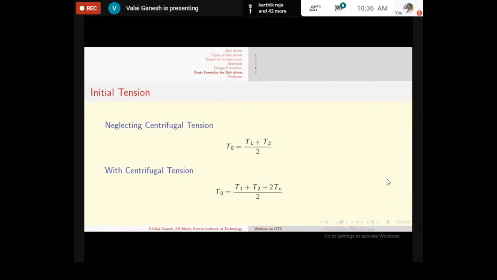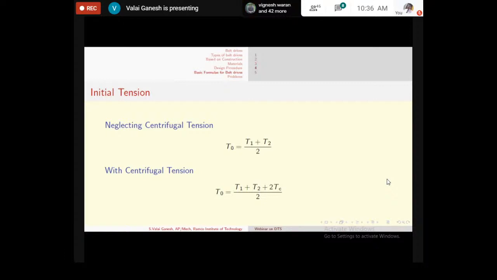As I already told earlier, there are two sets of problems for you. One is design of flat belt drive. If they are looking for design of flat belt drive, you need to execute the 8 steps in a sequential manner. Or sometimes they may be looking for the power transmission calculation for a belt.